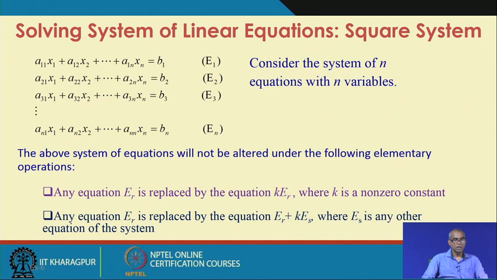Now, let us discuss the solution of system of linear equations. First, let us consider a square system. By square system, I mean I have a system of n equations with n variables. So, there are n variables and then n equations. So, the system can be solved uniquely. The system can be easily solved because you have n variables and n equations.